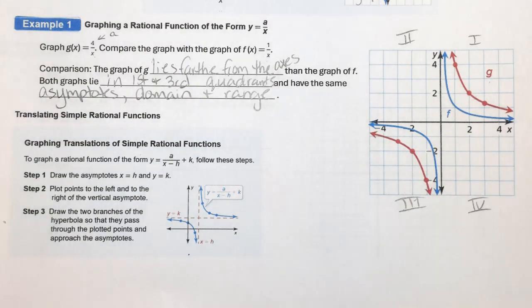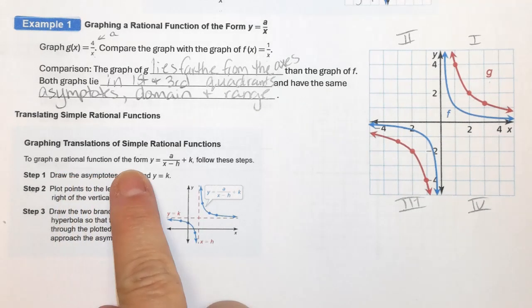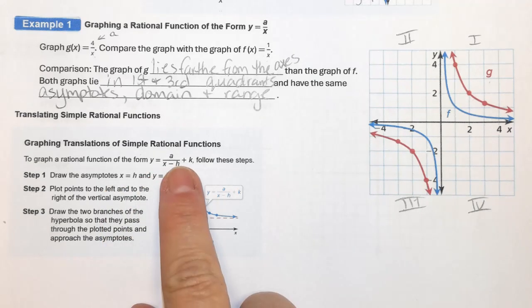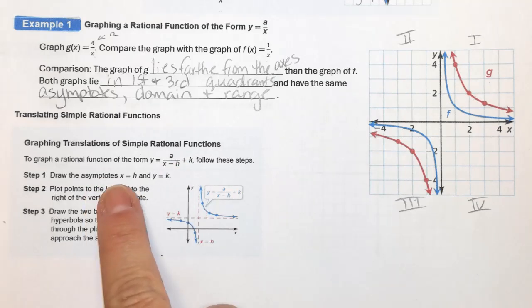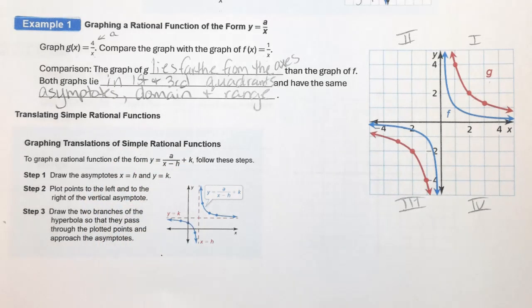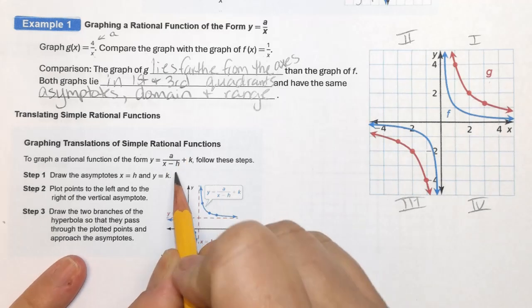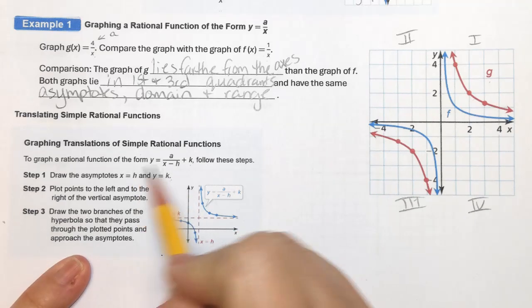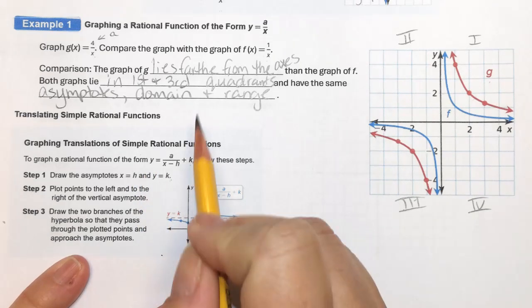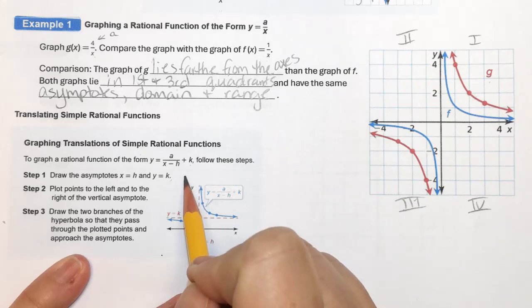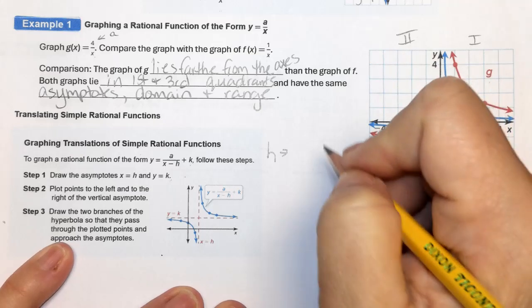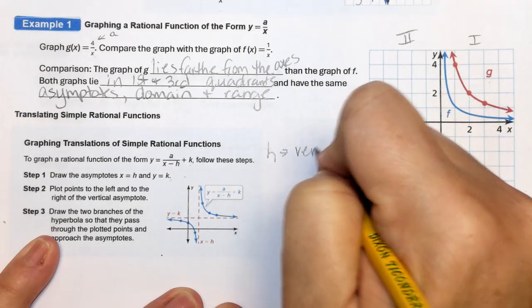All right, moving along. Now we're going to talk about translations. Right here, to graph a rational function in this form, follow these steps. They tell us to draw the asymptote x equals h. So your vertical asymptote is h. And then your horizontal asymptote is k. If you remember before, we did talk about left and right changes your asymptote this way, up and down changes your asymptote that way. So the way that you could think about it is your h value gives you your vertical asymptote.